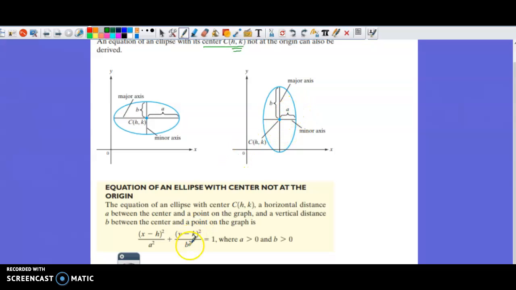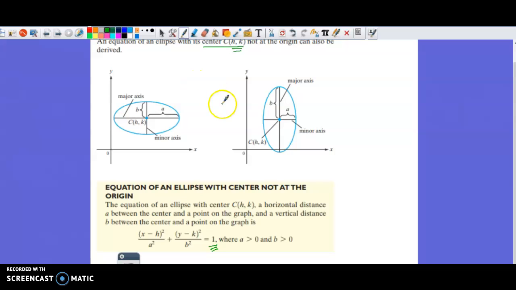Whereas the b value is underneath y, so that's the vertical distance. Whatever this b value is, it's the distance from the center to the top. Now notice that it's b squared, so that's going to make a huge difference as we look at this. And in an ellipse, we always set it equal to 1.